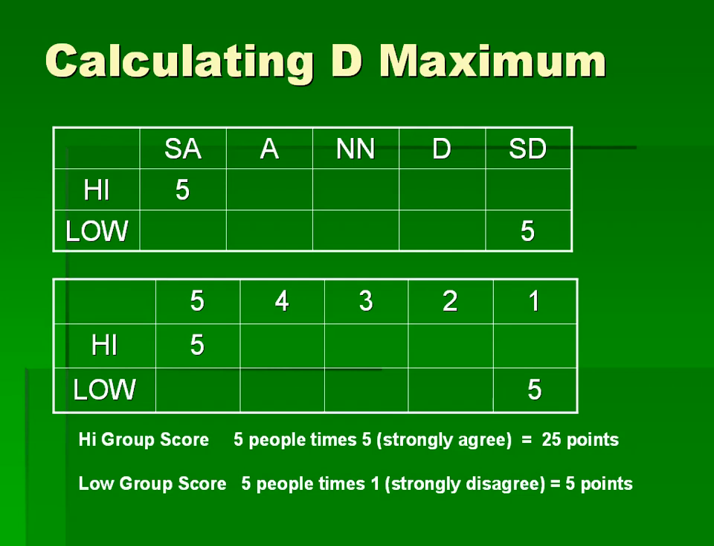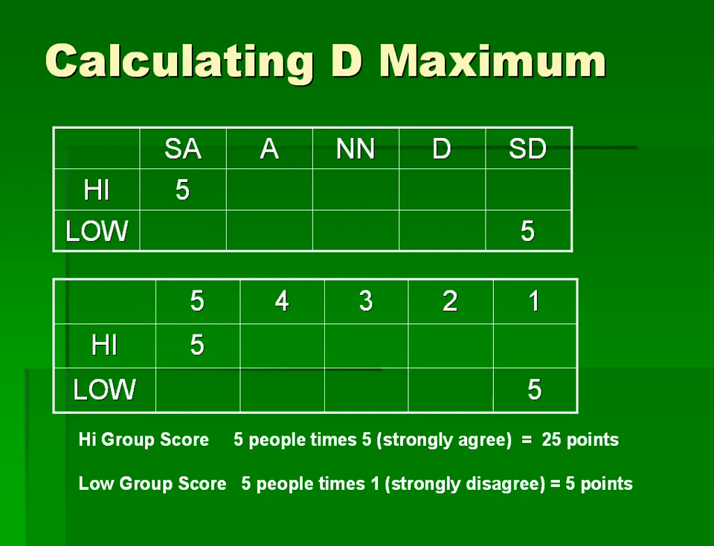To calculate the Dmax, we ask, what would happen if this item was working perfectly? That would mean all the people in the high group strongly agreed, and all the people in the low group strongly disagreed. So this is a theoretical notion: if this item was working perfectly, what would be the maximum discrimination? In the second chart, we've now assigned numbers, 5, 4, 3, 2, 1. It's a positive item, therefore if you strongly agree, it's worth 5 points, and only 1 point if you strongly disagree. So this would be the high group and low group operating at their maximum.